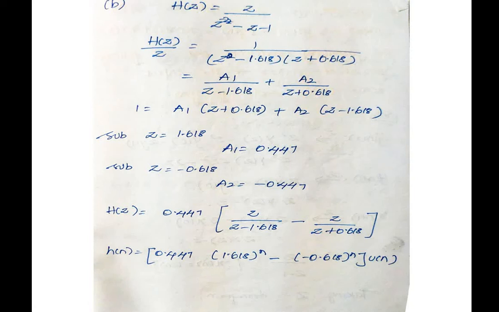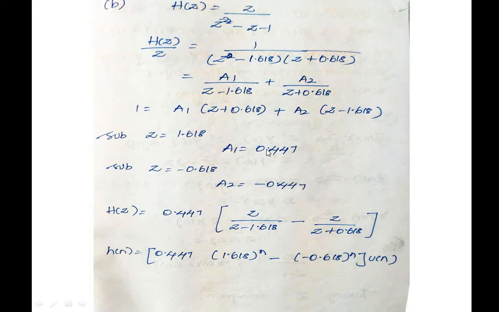For taking partial fractions, we need to have it in the form H(z)/z. We already have z in the numerator, so just cross multiply to the denominator on the other side. We get H(z)/z = 1/((z - 1.618)(z + 0.618)) after factorizing the denominator. So this we have as A1/(z - 1.618) + A2/(z + 0.618). You substitute z = 1.618 to get A1, which is 0.447, and you substitute z = -0.618 to get A2, which is -0.447.